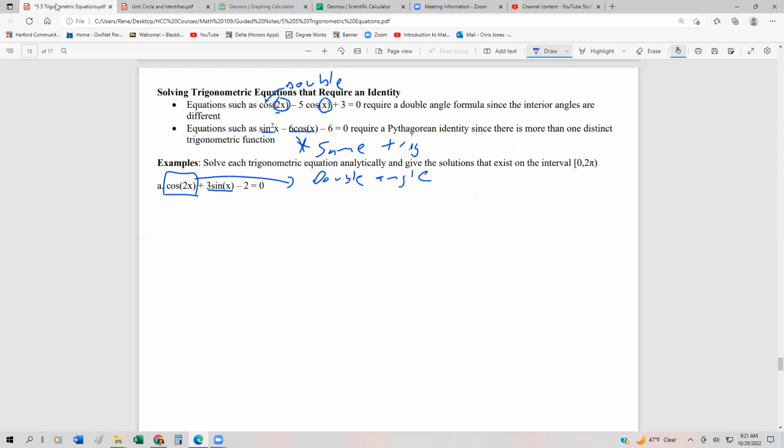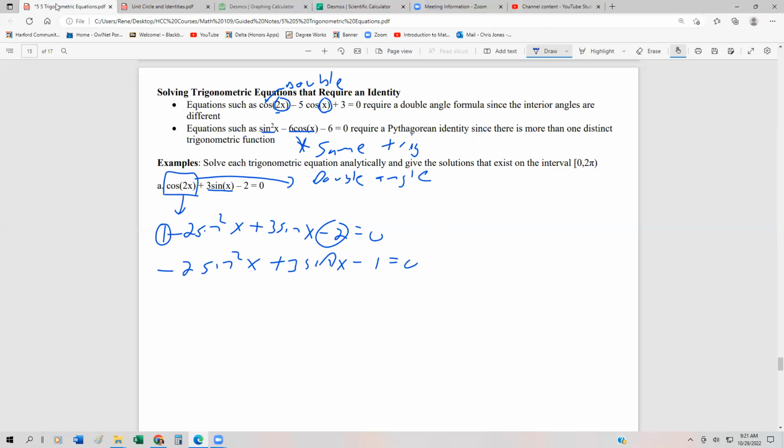Right, so I'm going to rewrite this by using our double angle formula as 1 minus 2 sine squared of x plus 3 sine x minus 2 equals 0. And then I notice that I have a 1 and a negative 2, so I can combine that and make that into a negative 1. I have negative 2 sine squared x plus 3 sine x minus 1 equals 0.